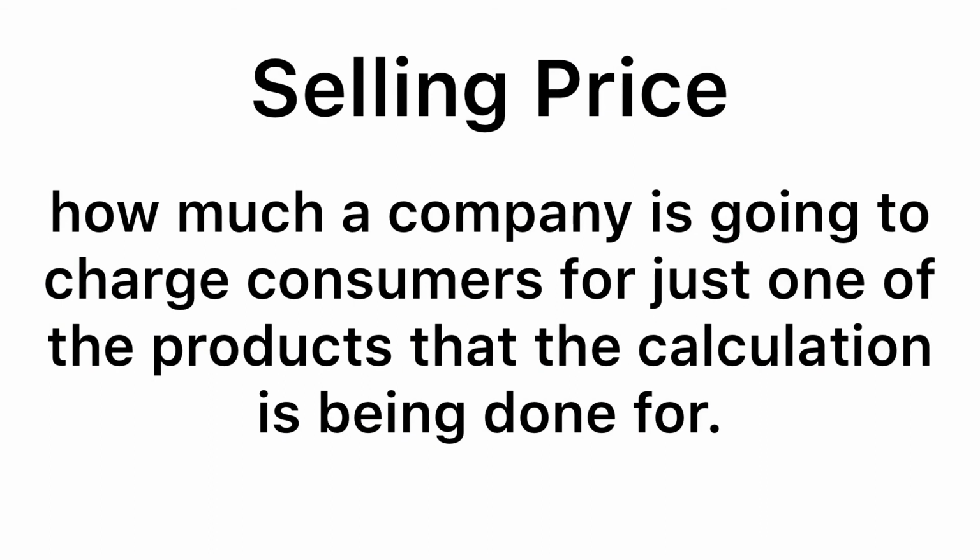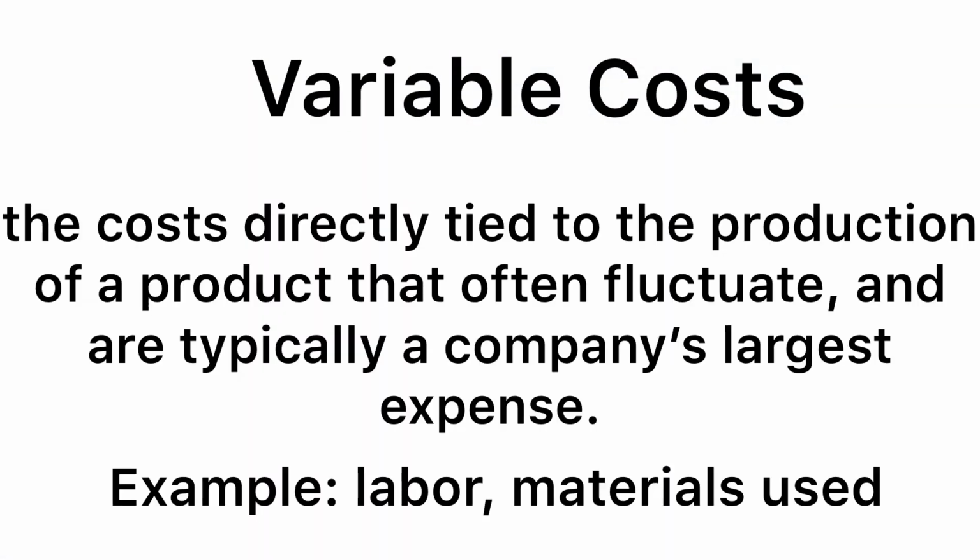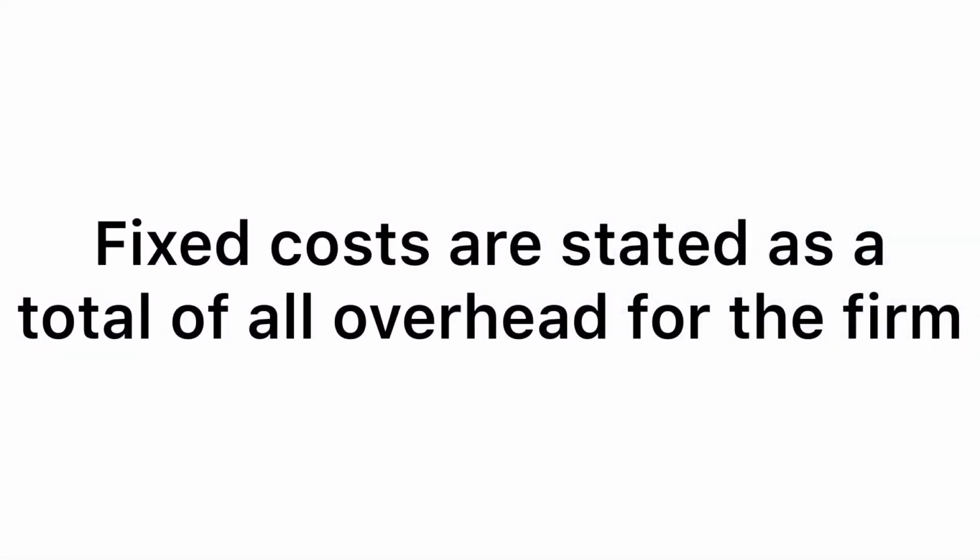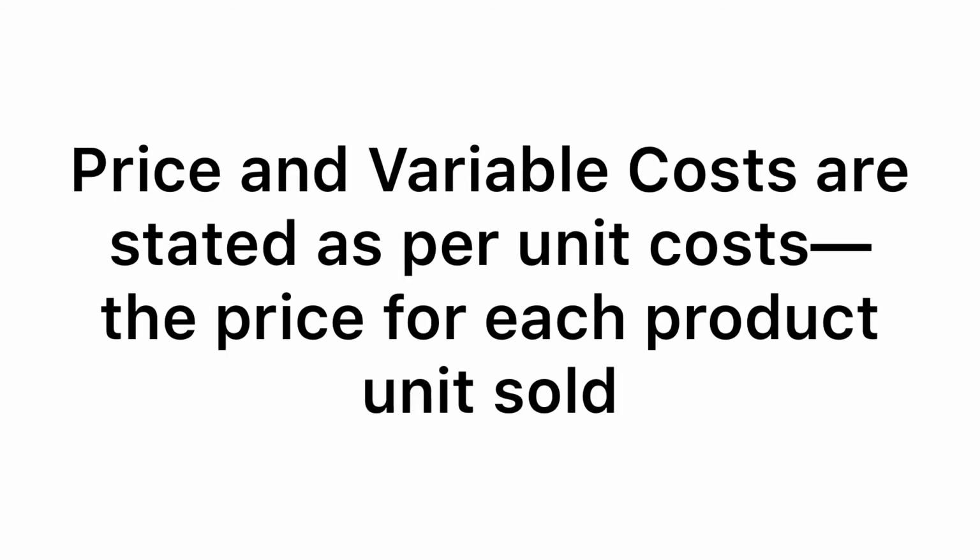Selling price is how much a company is going to charge consumers for just one of the products that the calculation is being done for. While the variable costs are the costs directly tied to the production of a product that often fluctuate and are typically a company's largest expense. For example, labor and the costs of the materials used. Note that the fixed costs are stated as the total of all overhead for the firm, whereas price and variable costs are stated as per unit costs, the price for each product unit sold.